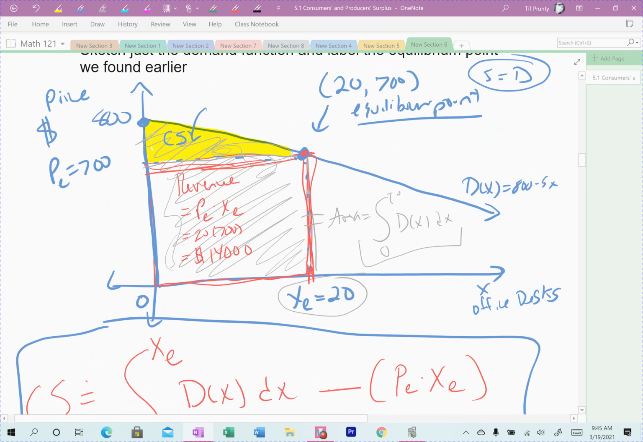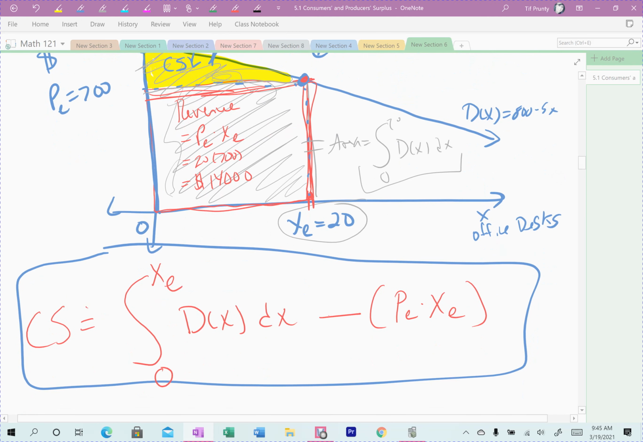That would be this yellow area. This yellow area was 1,000 units. In this case, the units are dollars. So that's the amount they didn't spend. They would have been willing to spend that extra 1,000, the consumers, the buyers, but they didn't have to. They only spent 14,000. All right, and so that would be the consumer surplus.